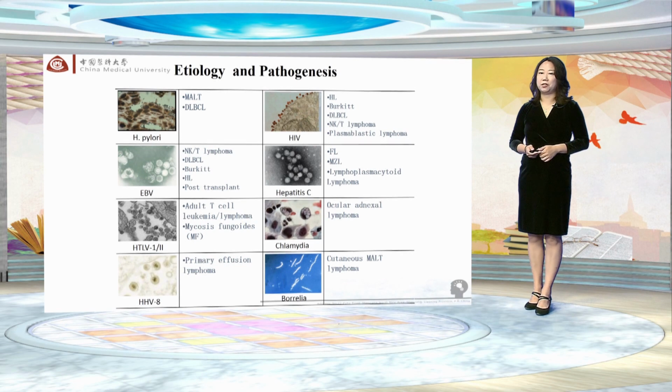Chlamydia infection is associated with ocular adnexal lymphoma. Human herpes virus 8 is related to primary effusion lymphoma. Borrelia infection is related to cutaneous marginal zone lymphoma.